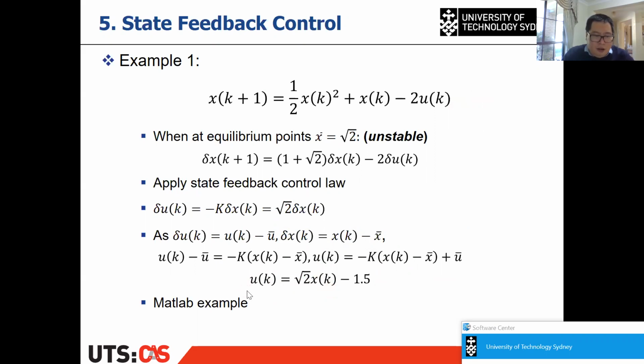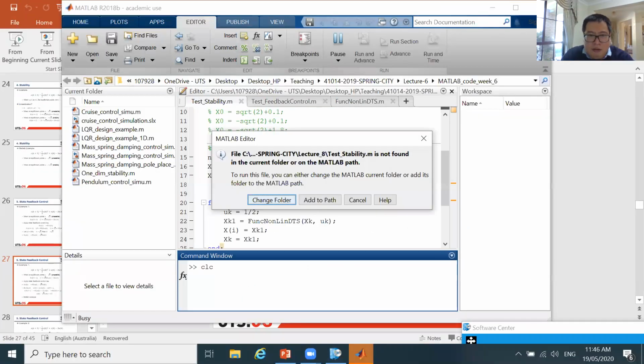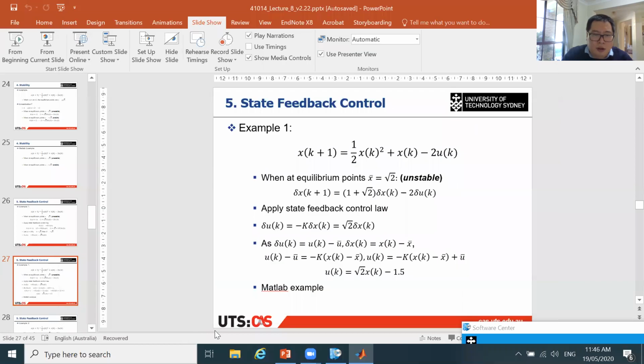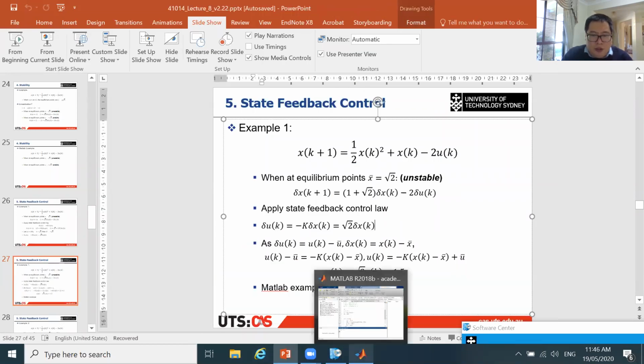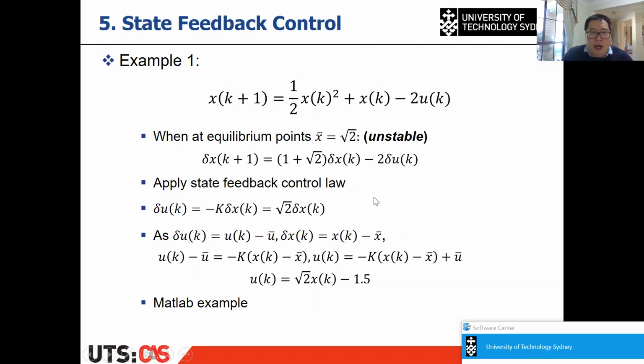All right, and I also have a Matlab example, but I don't think it is running. All right, let's see if it can run. No, it cannot run at the moment. Okay, so I will show you the examples a bit later. I will also upload those codes to the UTS Online as well.